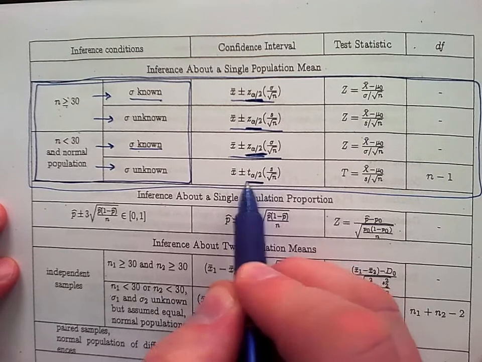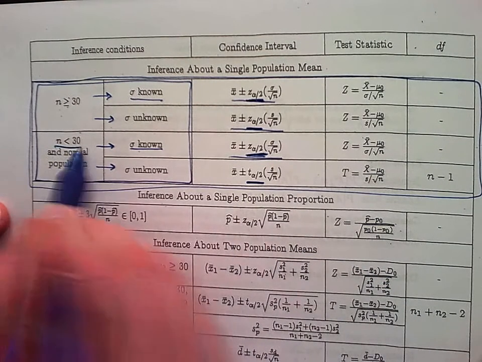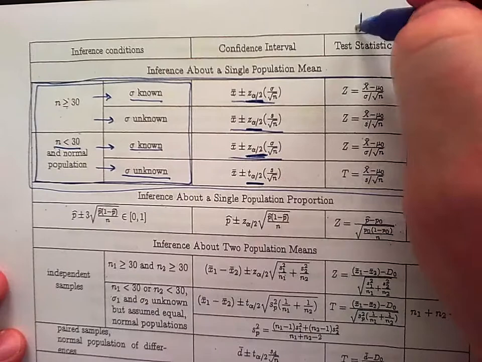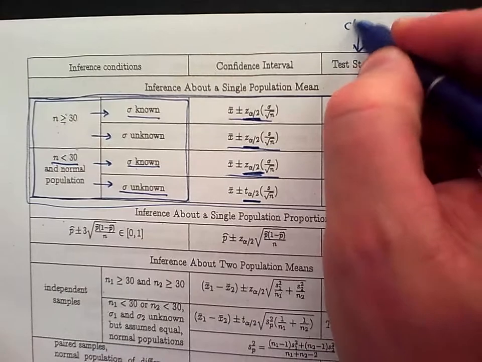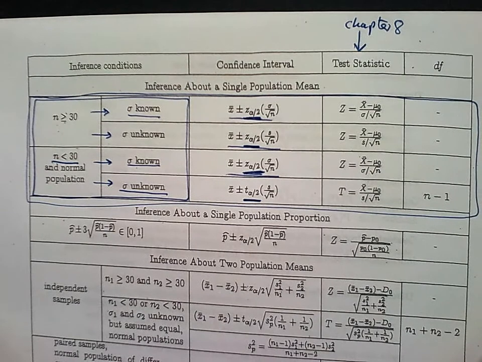The only time that we didn't use a z value, when we use a t value, is whenever we had a sample size that was less than 30 and that sigma wasn't known. Right? You guys seen the stuff on here from chapter 7? Well, here, in this column right here, they're including some of the stuff from chapter 8. So this is kind of like a chapter 8 column. Because in chapter 8, we started talking about our test statistics.